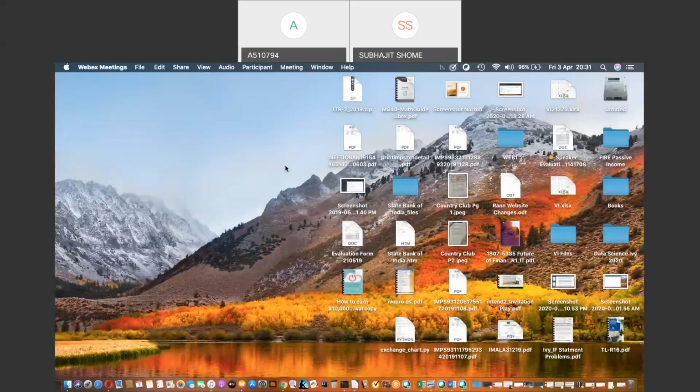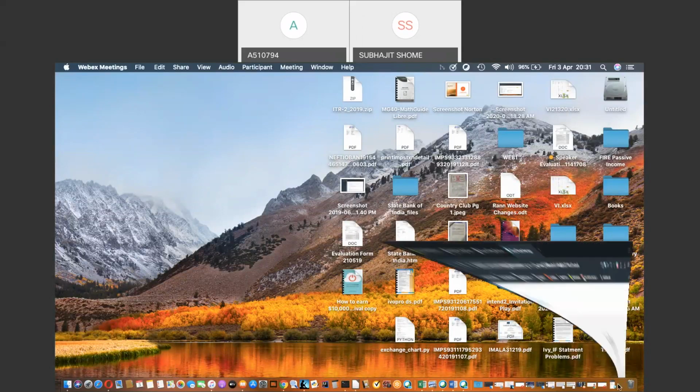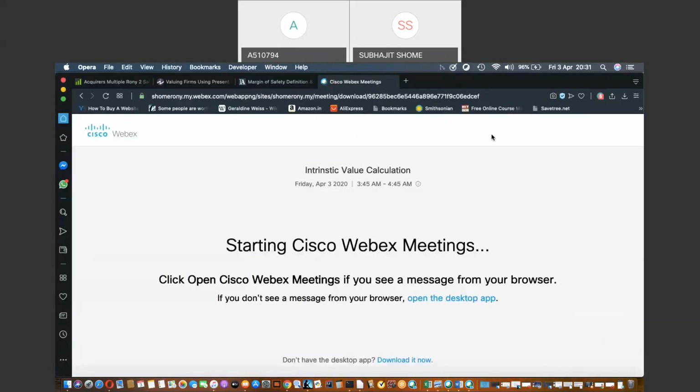Can you see the screen? It's about to cut, Shubhajit. Yeah, now I am able to see. Okay, you can see now, no? Yeah.